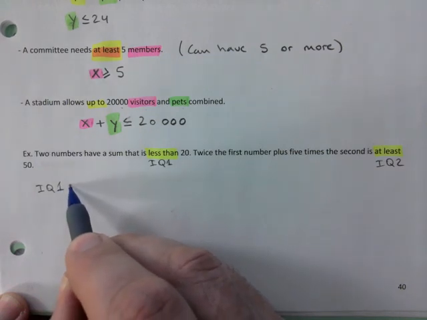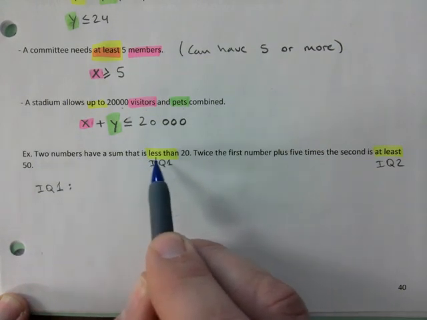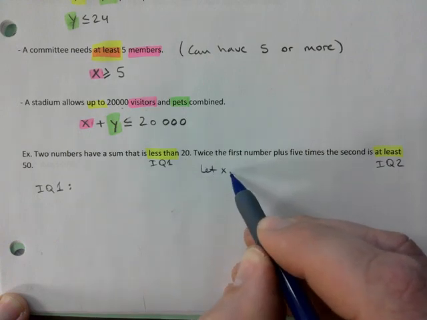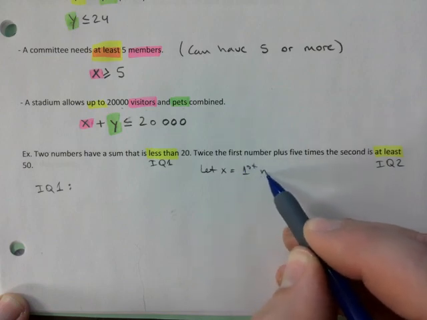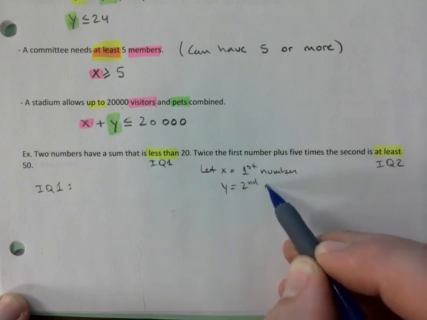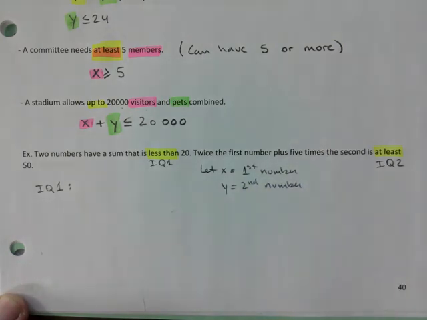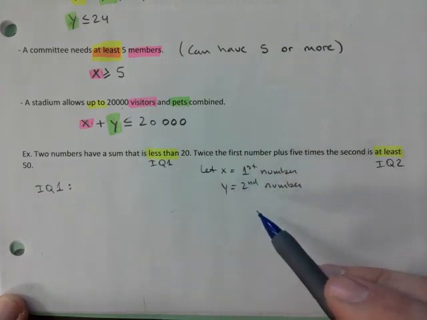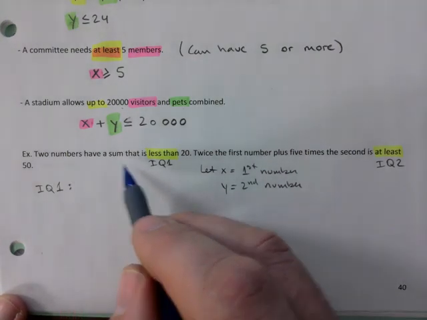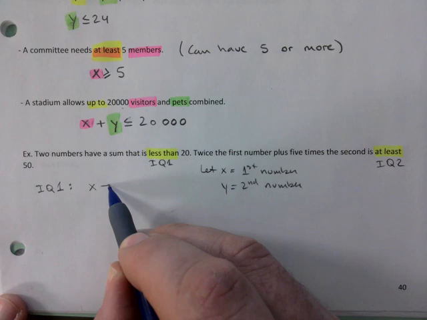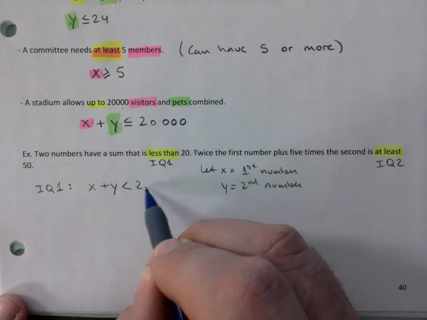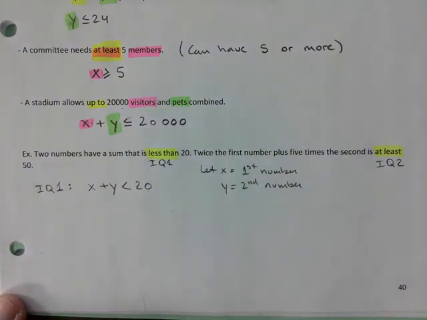So inequality number 1: two numbers have a sum that is less than 20. Let's do this first. Let x be the first number and let y be the second number. Before you start, it's very important that you identify and define your variables. If I take these two numbers, their sum has to be less than 20, not equal to, it has to be less.